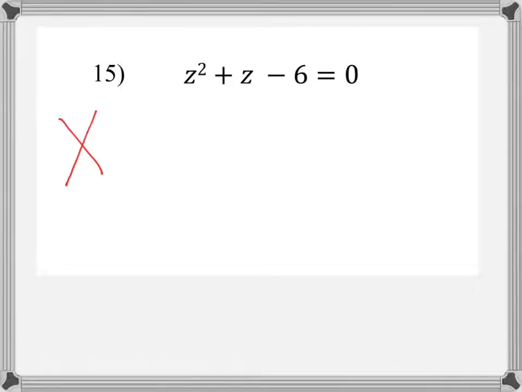So I'm hoping you do remember how to factor. I'm going to use what I call the X method. And you do also need to remember that standard form of a quadratic equation means that it's in the form a times z squared plus b times z plus c equals 0. And with the x, I'm going to put my c term, which is negative 6, at the top of my x. My b term, which is the coefficient of z, which is 1, goes at the bottom of my x.